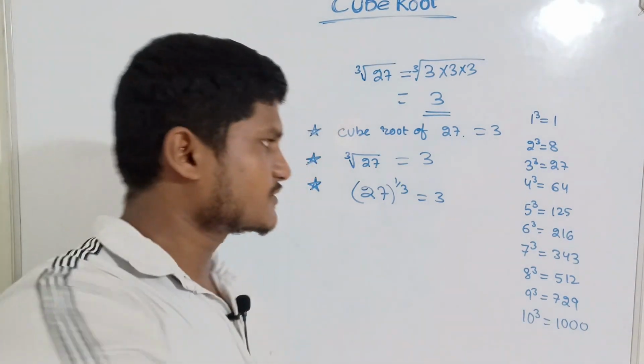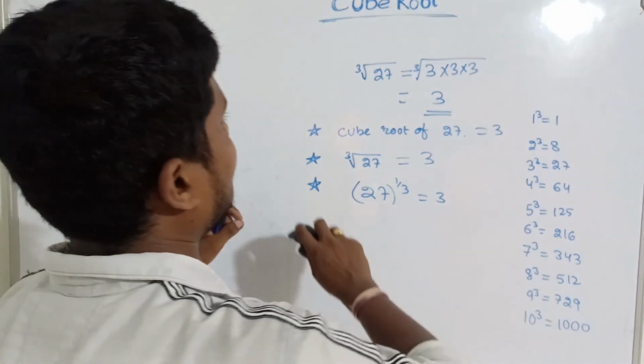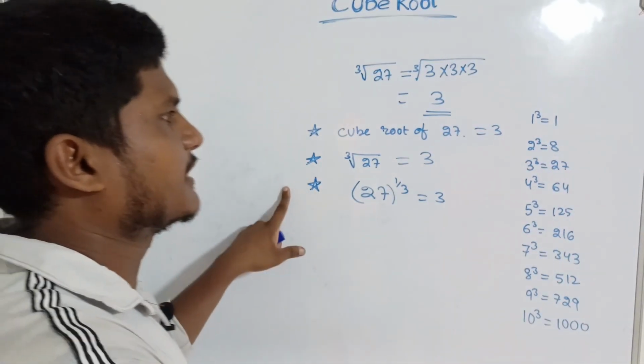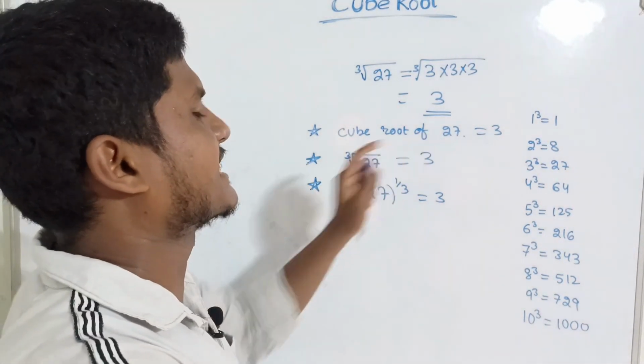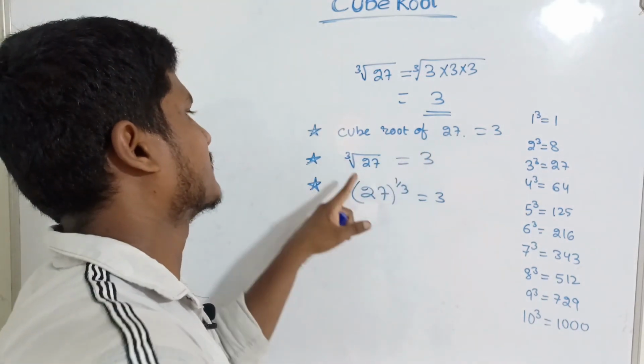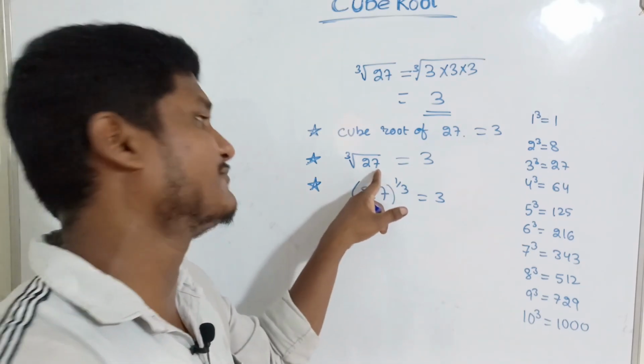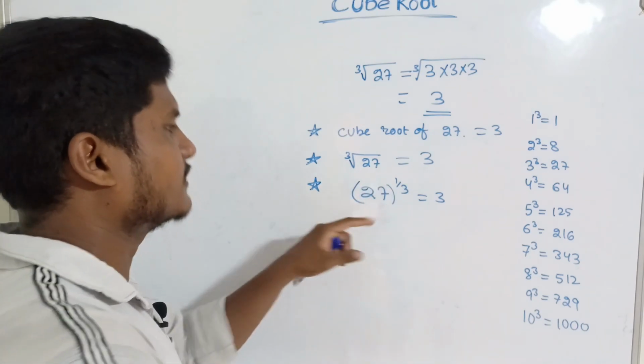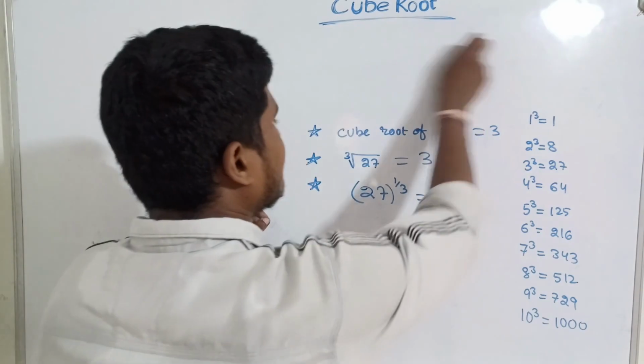So how do we find the cube root of any number? Note it down very carefully. These 3 terms are most important. Some students are confused about the cube root of 27 and these notations, whether they are different or not. So clear it up.